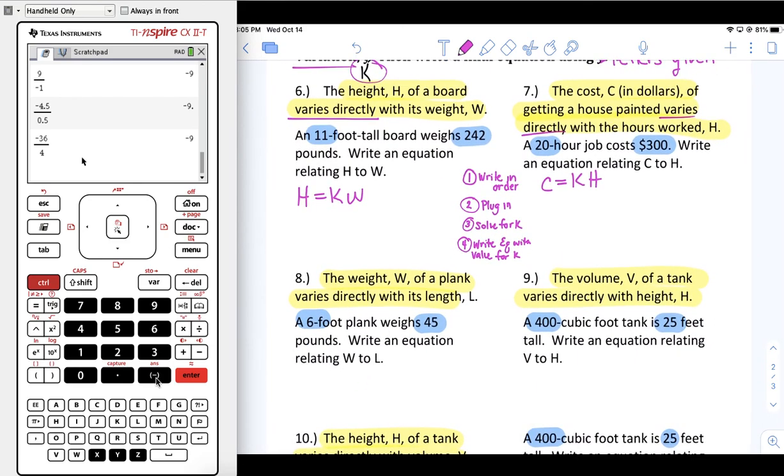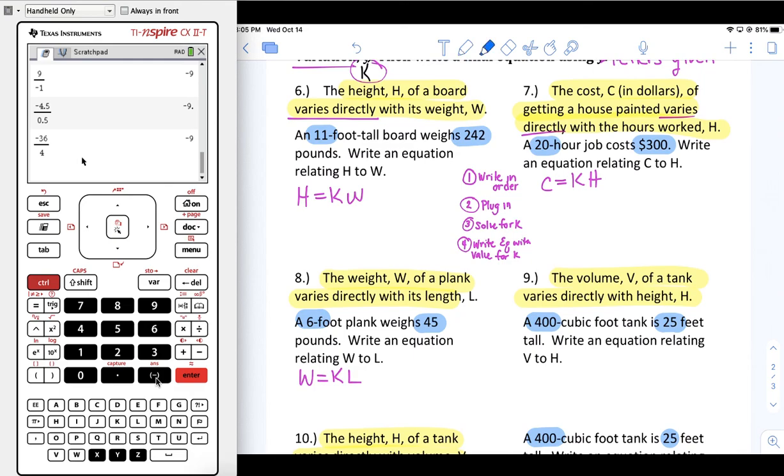If I did the same thing on 8, it would say the weight w of a plank varies directly, so equals k, with the length L. So I put my L at the end. That's all that write it in order means. Take that first yellow sentence, write your variables in the order that they're read to you, okay?